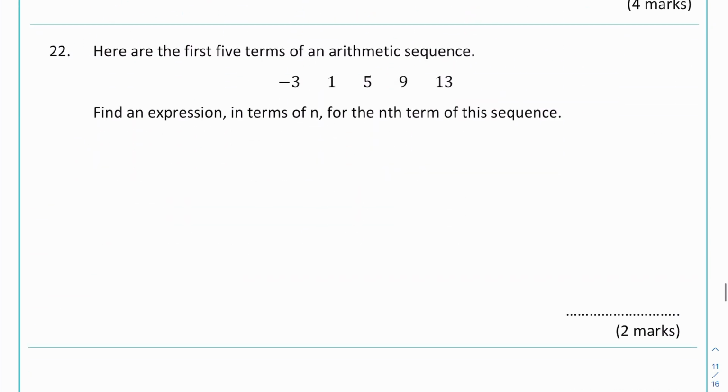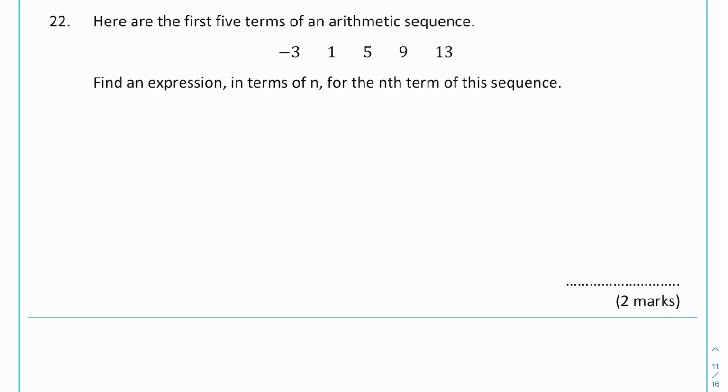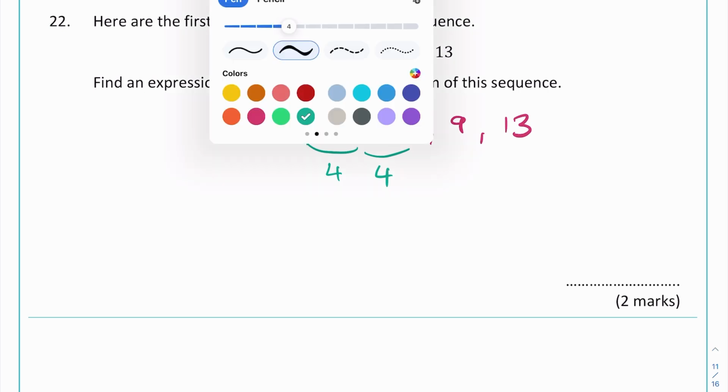So the first 5 terms of an arithmetic sequence: -3, 1, 5, 9, 13. Find an expression in terms of n for the nth term. So we've done a bit of nth term already, but this is just from a numerical sequence. So -3, 1, 5, 9, 13. Hopefully nice and quick for you at this point, but that goes up in 4s. So this would be 4n.